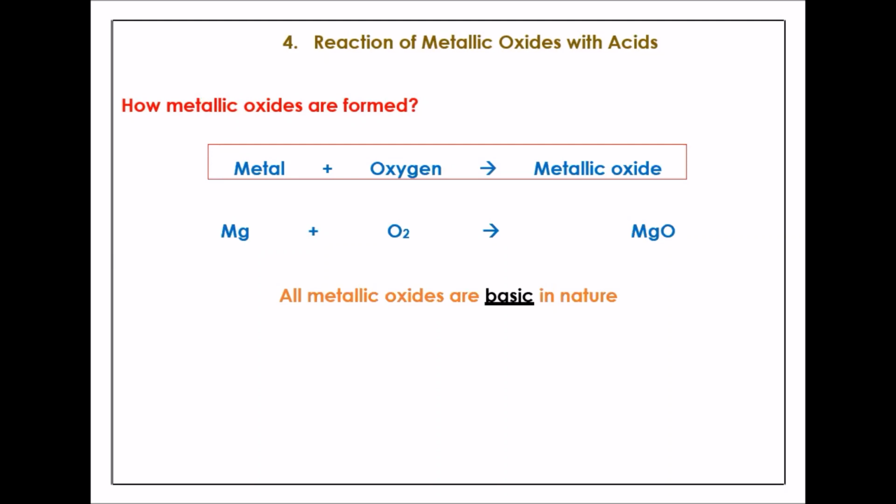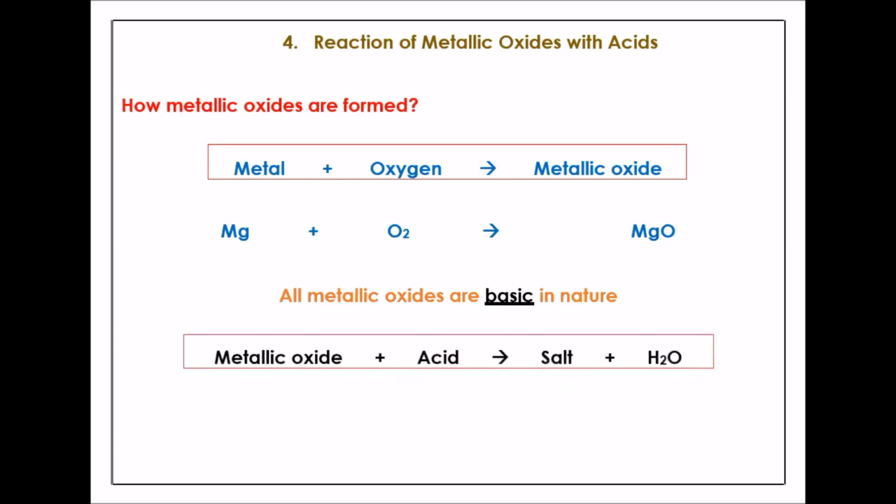Collect that magnesium oxide in a watch glass and add 2 to 3 drops of water to make a magnesium oxide paste. Then add some indicator, for example phenolphthalein indicator. If you add phenolphthalein indicator, you can observe that it gives a pink color. What is the indication? Phenolphthalein indicator will show pink color in a basic solution. By that we can conclude all metallic oxides are basic in nature.